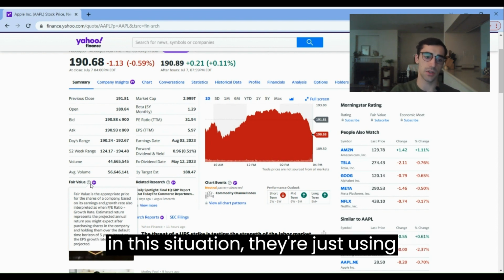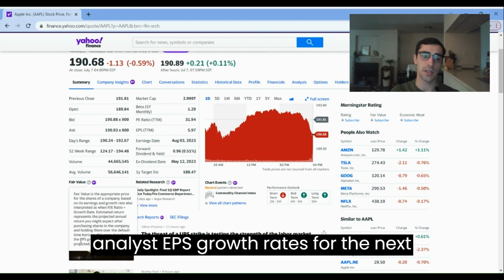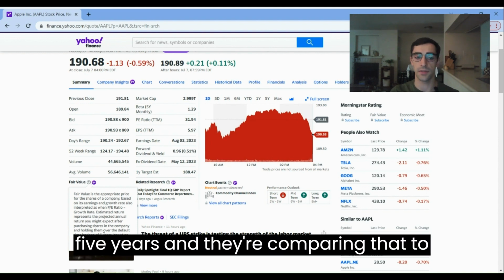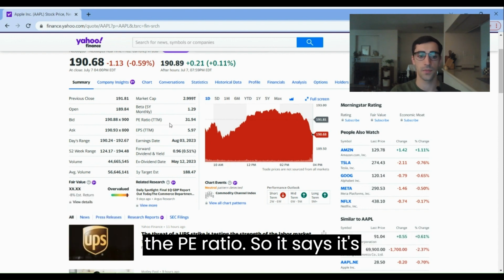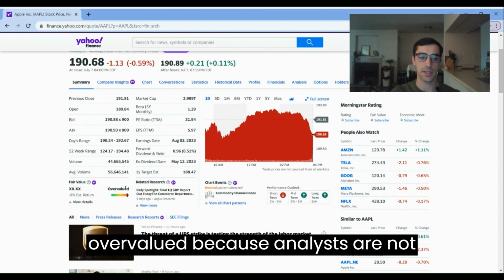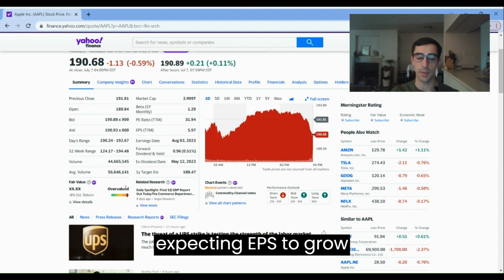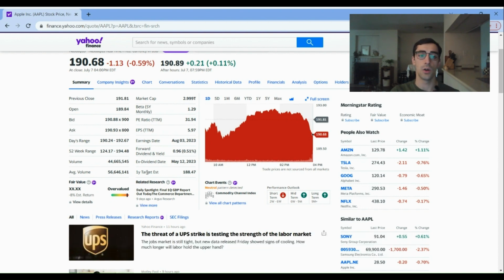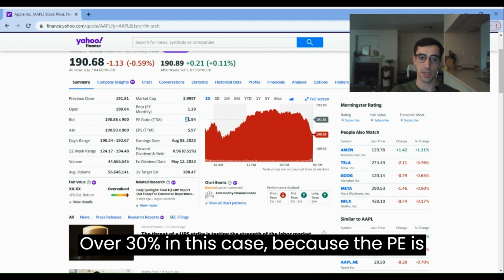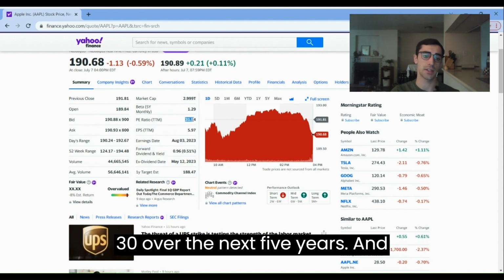And in this situation, they're just using analyst EPS growth rate for the next 5 years, and they're comparing that to the PE ratio. So it says it's overvalued because analysts are not expecting EPS to grow over 30% in this case, because the PE is 30 over the next 5 years.